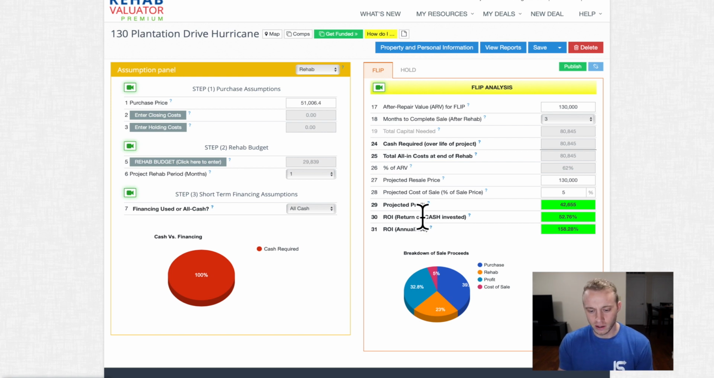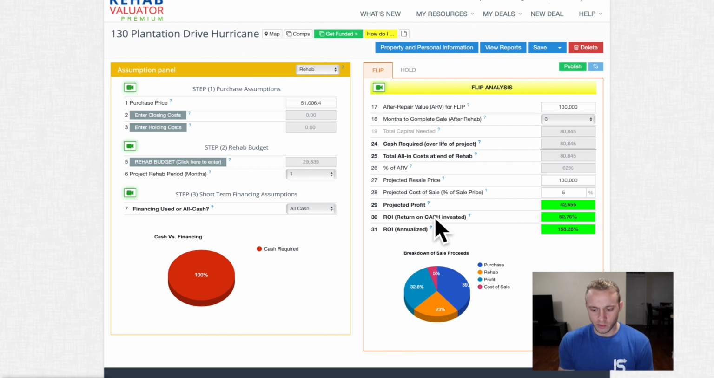So the projected resale on this was the same as our after repair value. We thought that was fair. We probably could sell it for that as well. So we went ahead and put in 130. I don't have the numbers in front of me, but I think we sold it for about 130 with about $2,500 or $3,000 in closing costs. Don't quote me on that, but we were very close on these numbers.